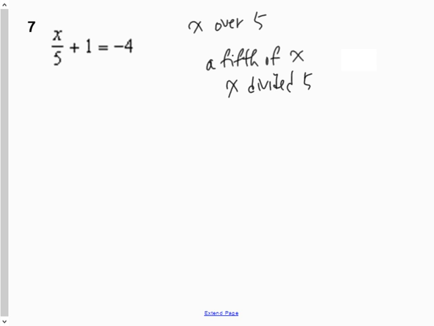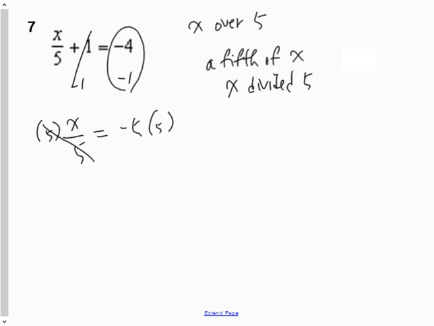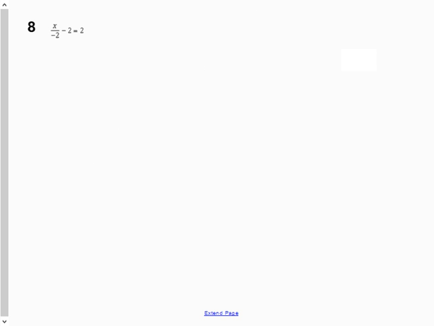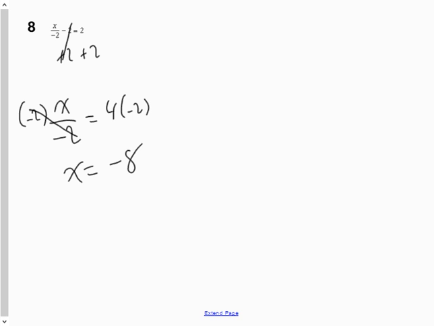In this case, the constant is plus 1, so the first thing I know I always have to get rid of is my constant by using opposite. So a fifth of x is equal to negative 5. Now I'm going to multiply both sides by 5. Not divide, but multiply, because that's the opposite of division. I get x equals negative 25. Question 8. I'm going to add 2 to both sides to get rid of my constant. I have x divided by negative 2 equals 4. To get rid of a divided by negative 2, I'm going to multiply both sides by negative 2. And x will equal negative 8.